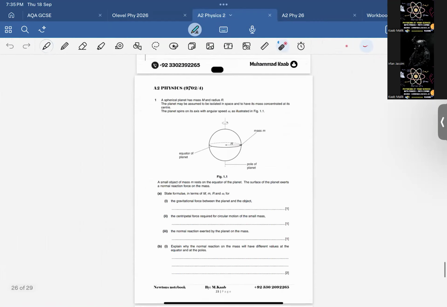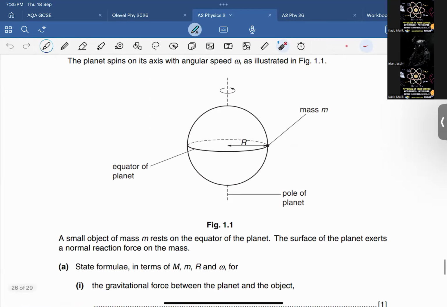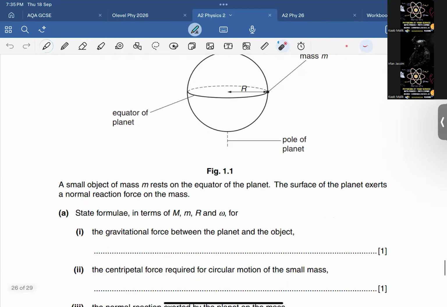Okay, can you please read the question? A spherical planet has mass M and radius r. The planet may be assumed to be isolated in space and have its mass concentrated at its center. The planet spins on its axis with angular speed omega, as illustrated in figure 1.1. A small object of mass m rests on the equator of the planet. The surface of the planet exerts a normal reaction force on the mass.